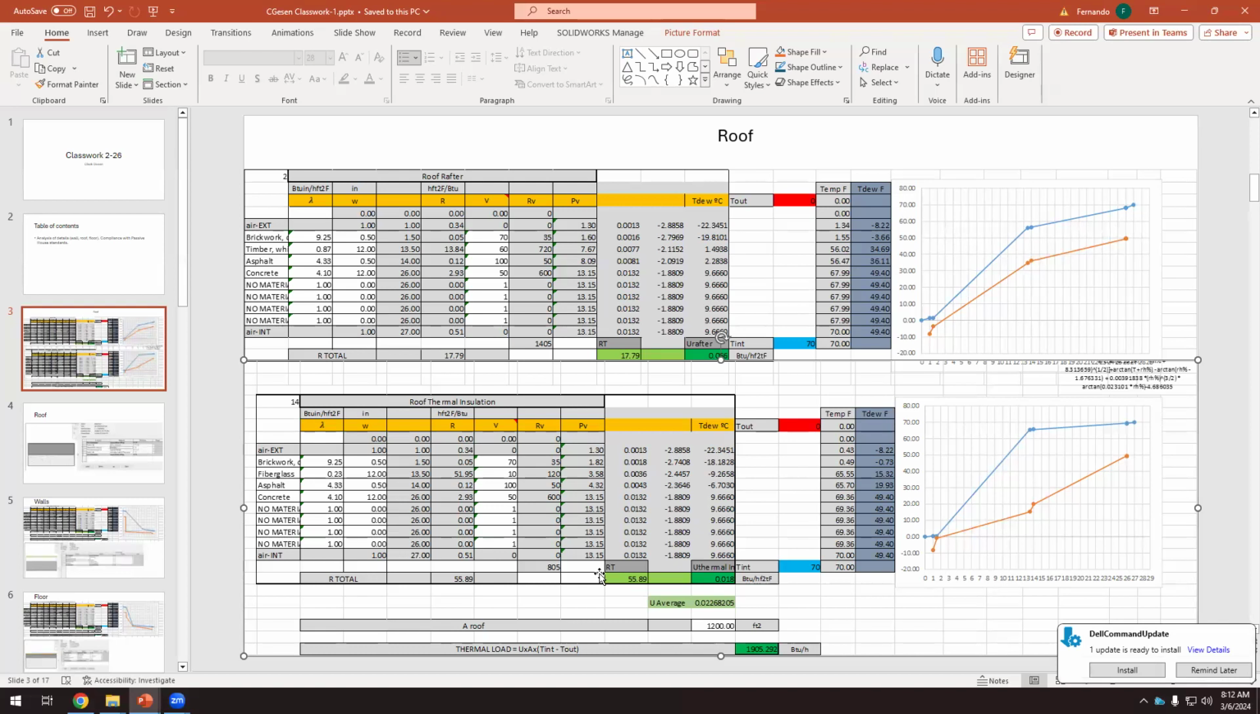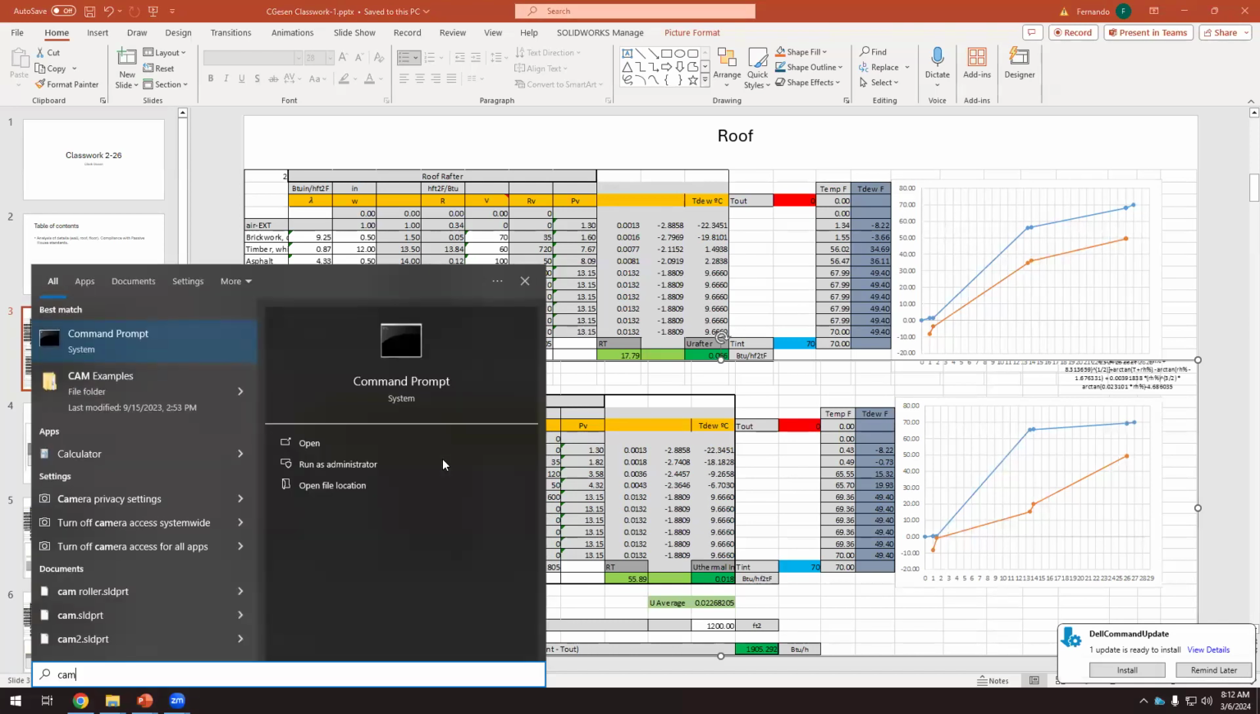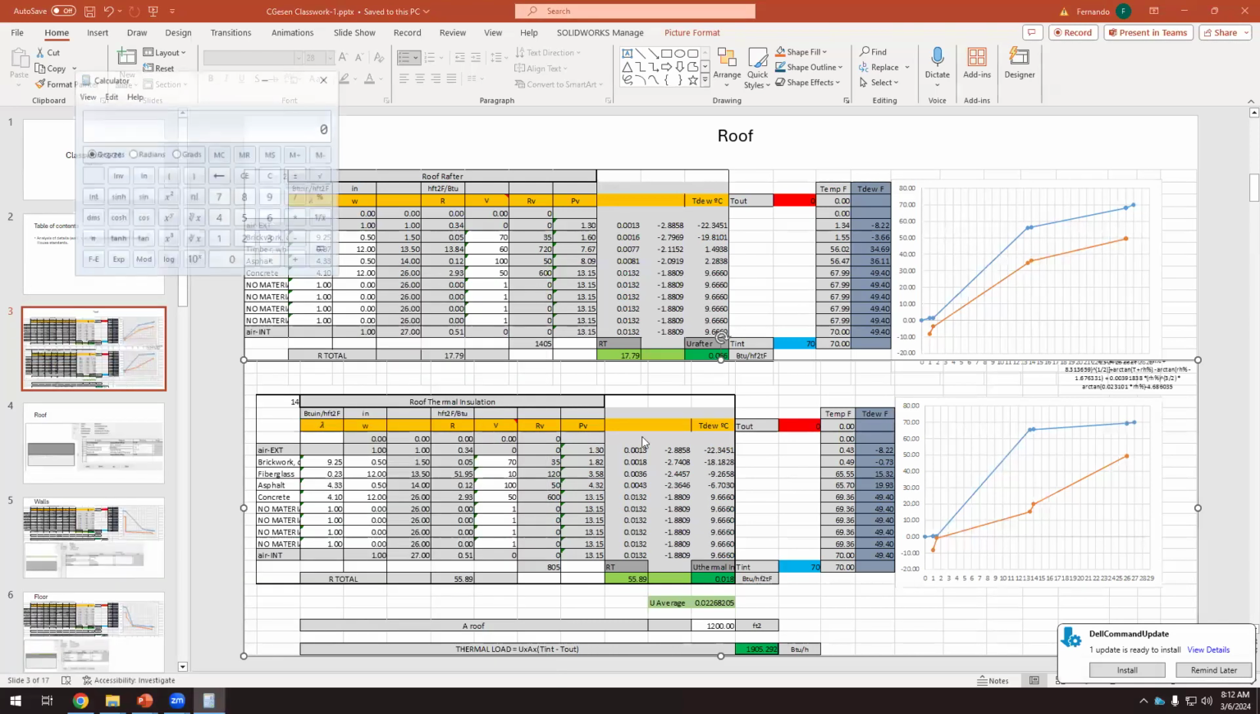Okay, and that would be 1 divided by 0.022. It's 45. Again, can it be better? Yes. In roofs, it should be above 50. This is 45. It's not bad.